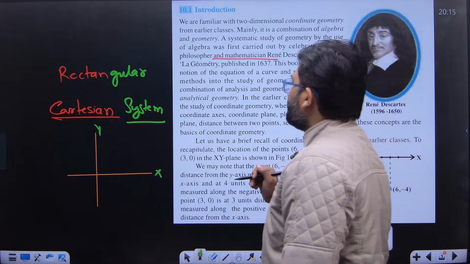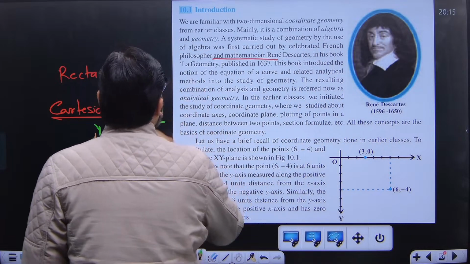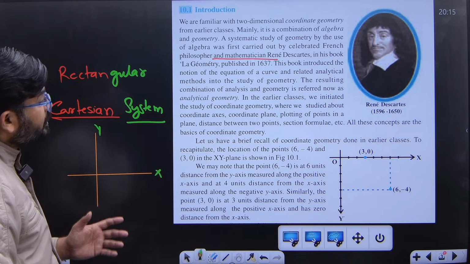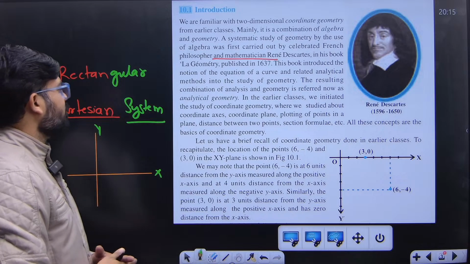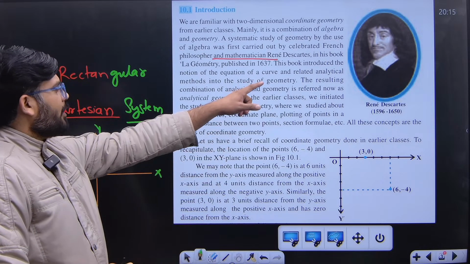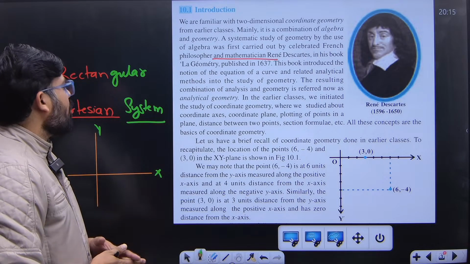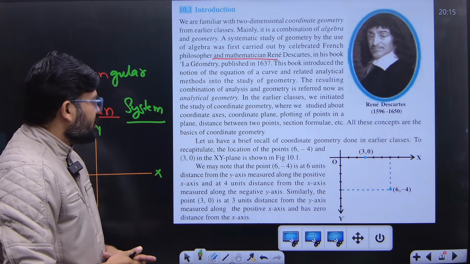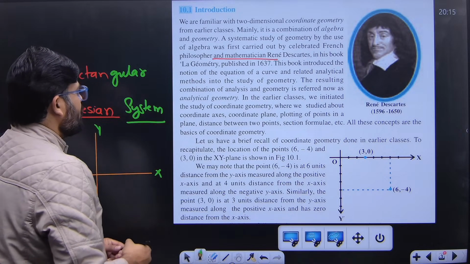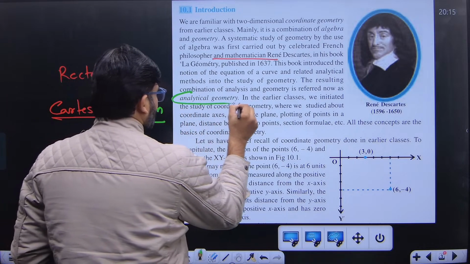He published a book named La Géométrie in 1637. This book introduced the notion of the equations of a curve and related analytical methods into the study of geometry. The resulting combination of analysis and geometry is now referred to as analytical geometry. Now we will analyze geometry.